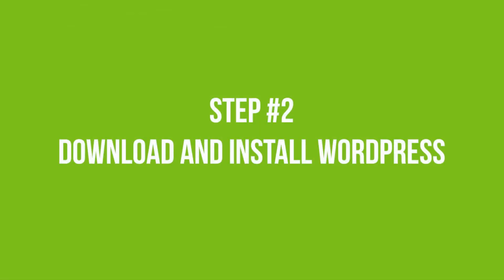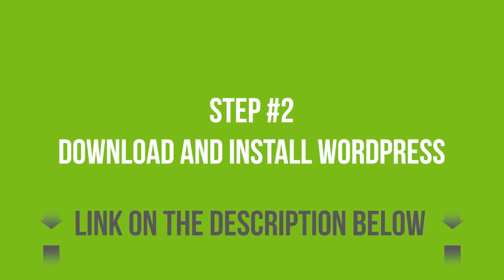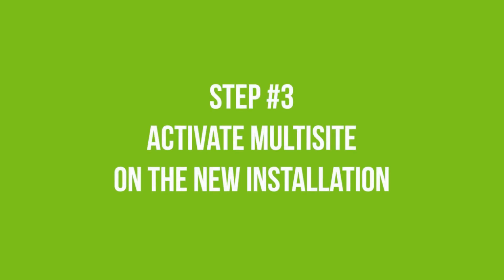Step 2 is to download and install WordPress. This step is pretty straightforward. You just have to download and install WordPress in the same way you do for a standalone website. I will put a link below on how to download and install WordPress. Step 3 is to activate multisite on the new installation. With WordPress installed and activated, activate the multisite feature.